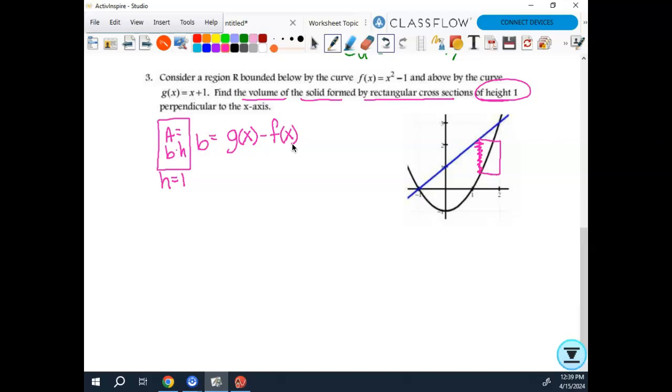Everybody okay with that? So that means that this time I'm going to integrate, again from -1 to 2. I'm integrating area. Okay? The base is g of x minus f of x, which, do we already know what g of x minus f of x is? Yes, it is negative x squared plus x plus 2, times the height, which is 1, and then dx.